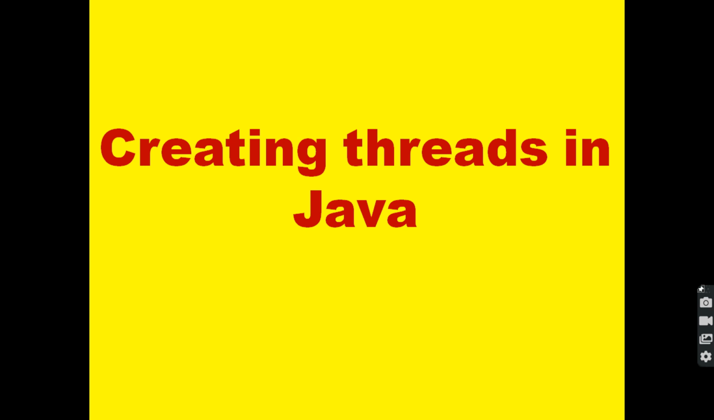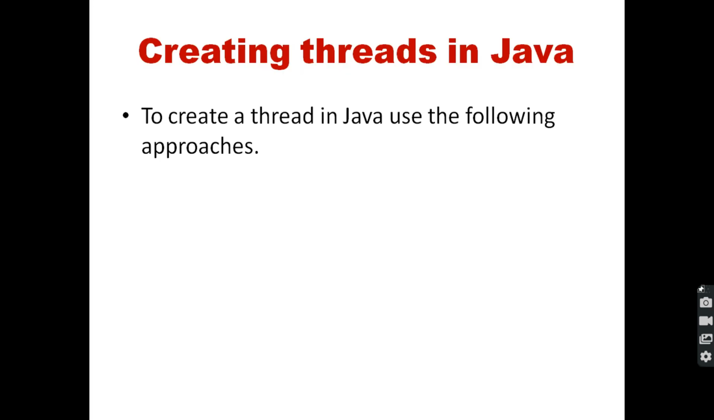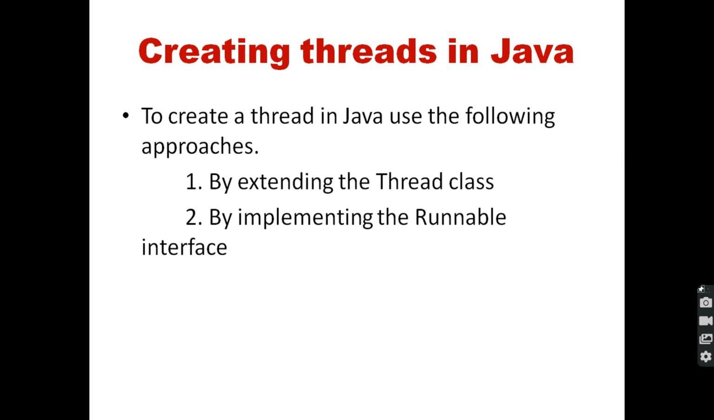Today we are going to discuss creating threads in Java programming. It is one of the most important concepts in Java programming. To create threads in Java, we use two approaches. The first one is by extending the Thread class. The second one is by implementing the Runnable interface. By using these two approaches, we create threads in Java programming.